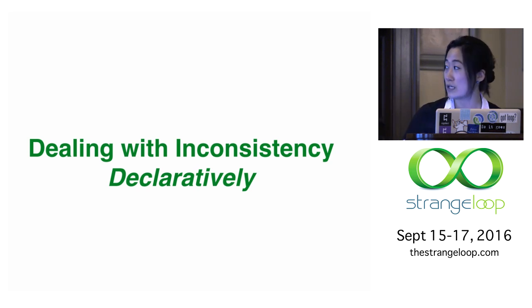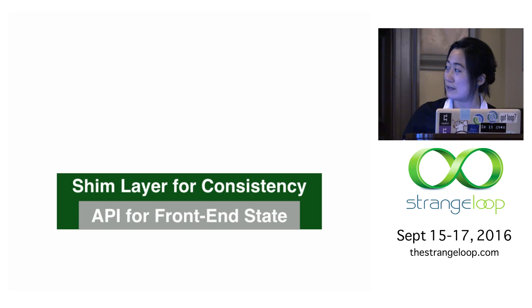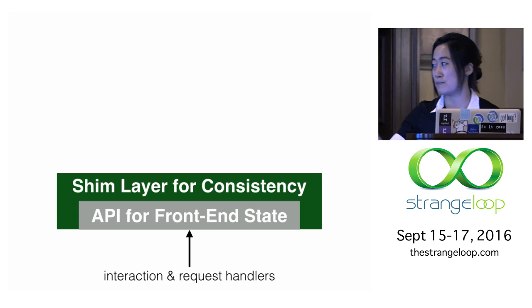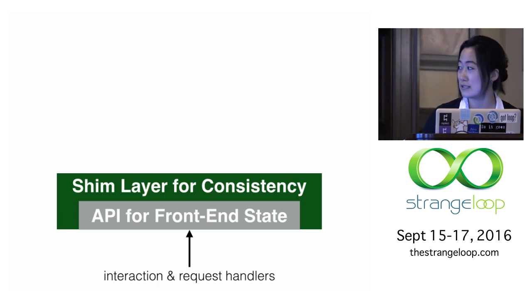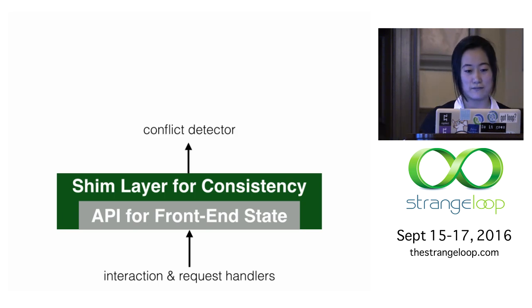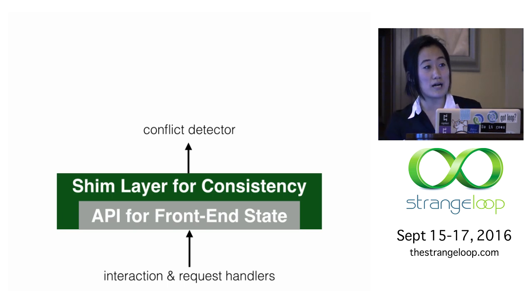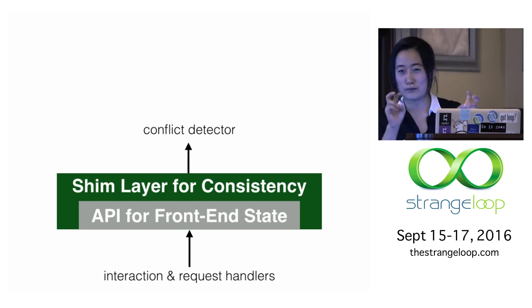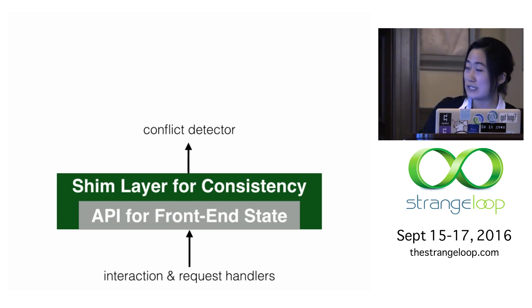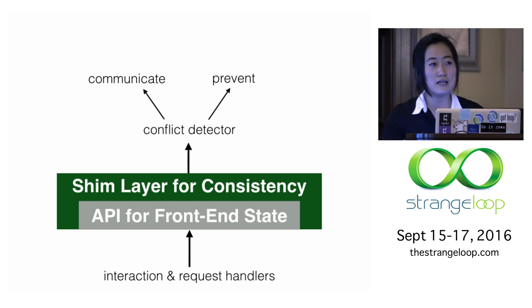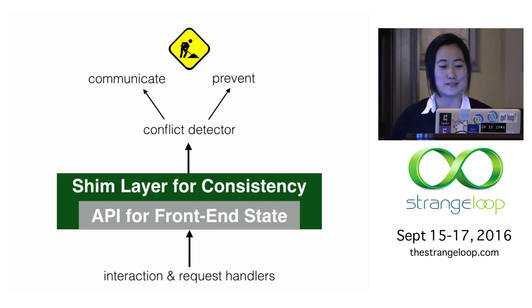One project that we're currently working on is to develop an API for front-end state, wrapping that into a shim layer for consistency, where the user could just provide us with interactions and request handlers, and we detect the conflict. The user could choose to just acknowledge that there are a lot of conflicts and know how well their application is doing in terms of, like, consistency proofing. And to take that step a bit further, they can use this information to prevent conflict or communicate conflict. Again, this project is currently undergoing heavy construction, but will hopefully be ready in a few months' time.